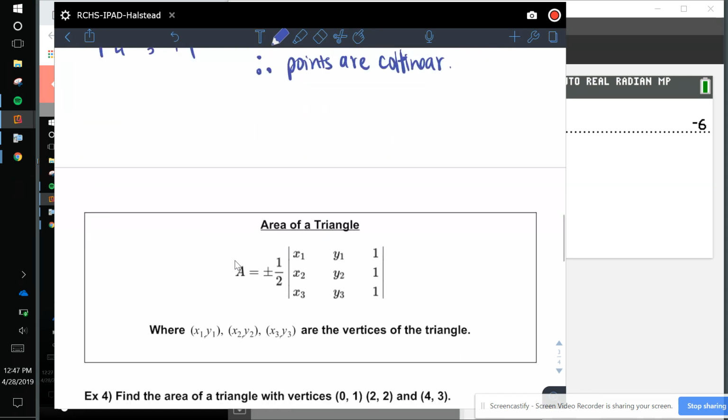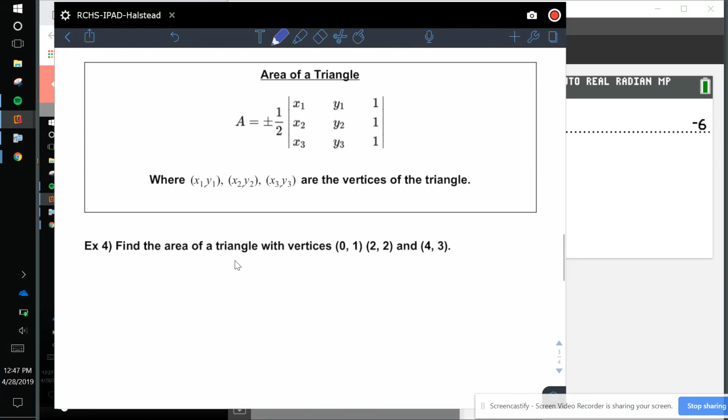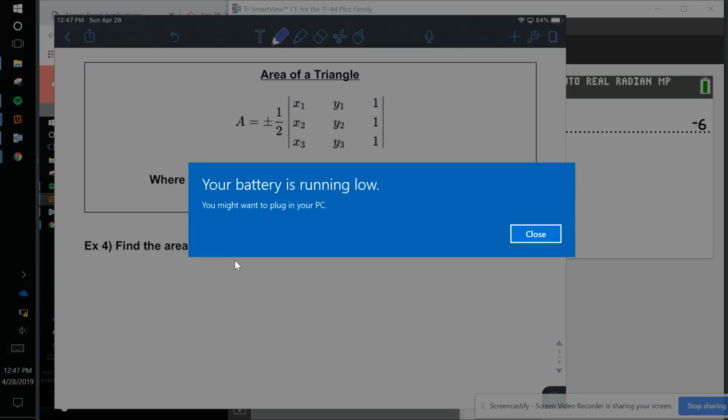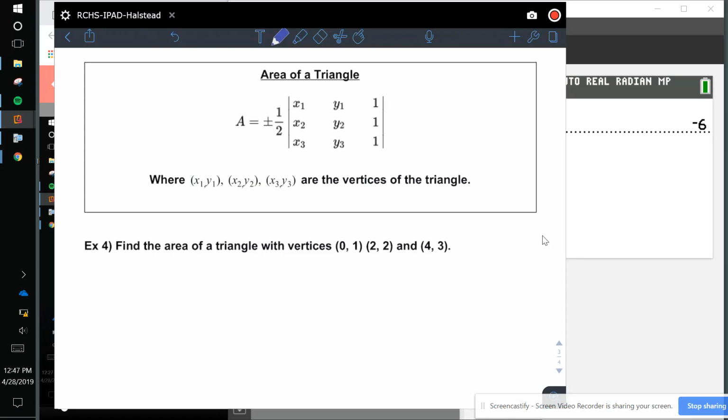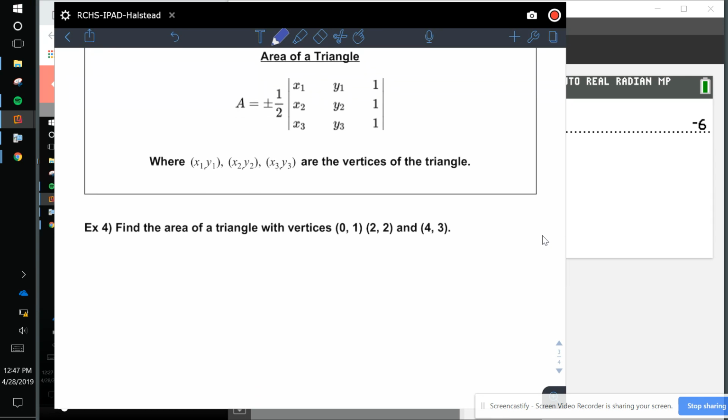All right, the next thing we can do with determinants is find the area of a triangle. If I have 3 points, I can figure out the area of a triangle. So we set it up the same exact way, except we're going to multiply our determinant by 1/2. If the determinant comes out negative, you multiply by negative 1/2. If the determinant comes out positive, you multiply by positive 1/2.